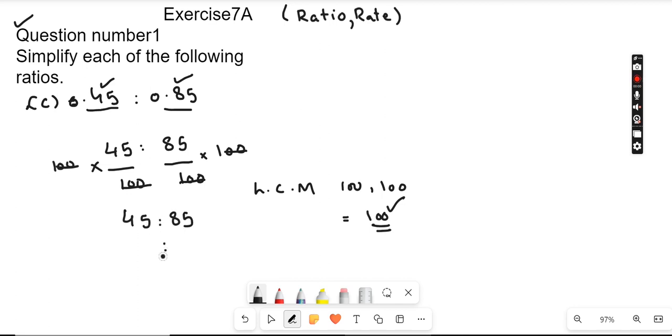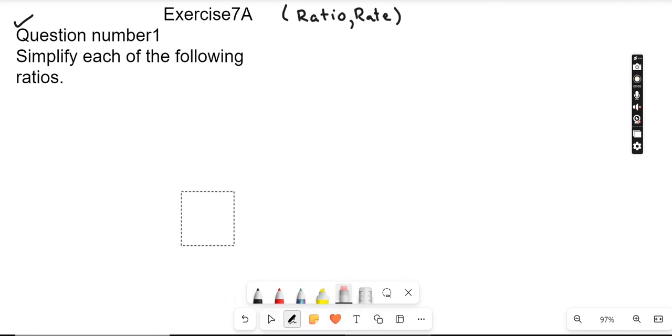अब आप इसको रिड्यूस कर सकते हो 5 के टेबल से एंड योर फाइनल आंसर कम्स 9 रेशो 17. So this was very much simple question. Now we'll be talking about its D part. What D part says, this is even very much easy.